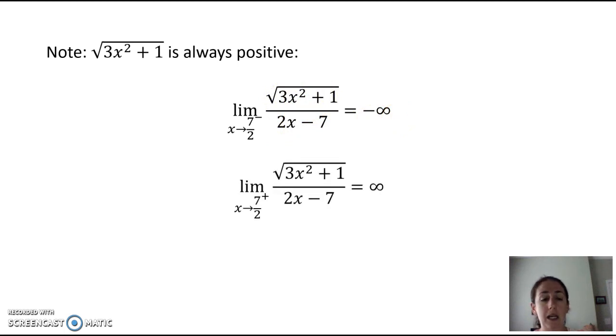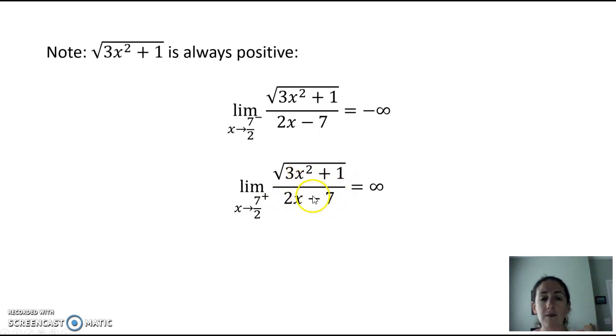If we take the limit as x approaches 7/2 from above, again, this is always going to be a positive value. We're taking values a little bit bigger than 7/2, so 2 times a little bit bigger than 7/2 is going to give us a number a little bit bigger than 7. Minus 7, this will be positive.